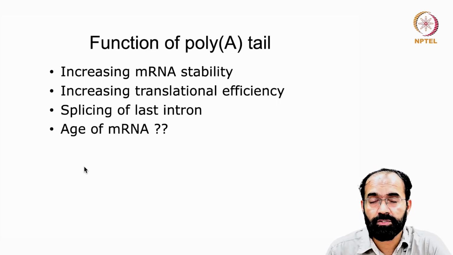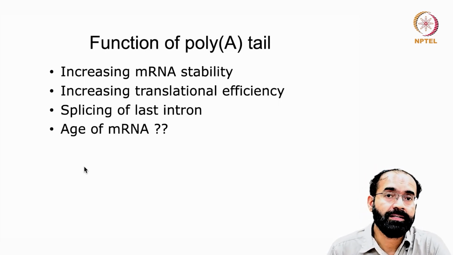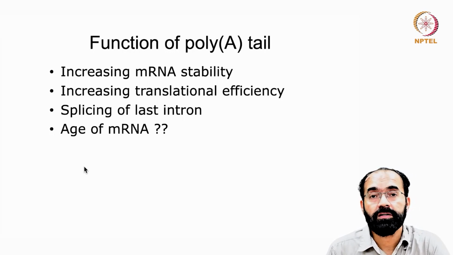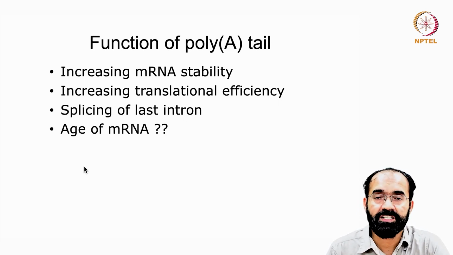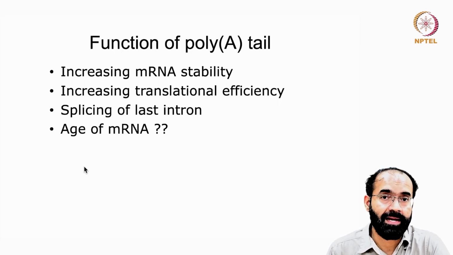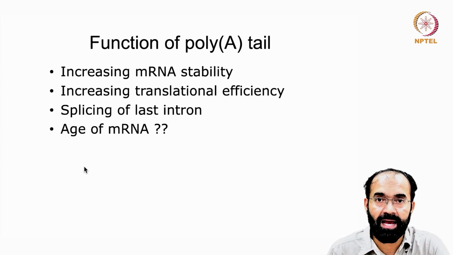And the poly A tail is also considered to hold the information to give the system an idea of how old the RNA is. Sometimes an RNA may not degrade, but if it is too old, it is vulnerable to mutations. It may have some errors. So old RNA must be degraded. So who will tell the age of an RNA? The poly A tail is supposed to give information about the age of an RNA.